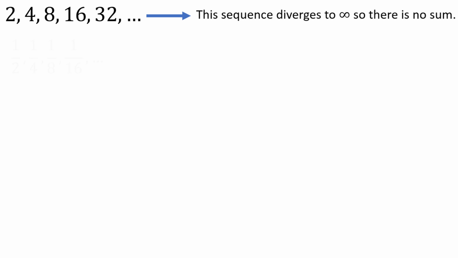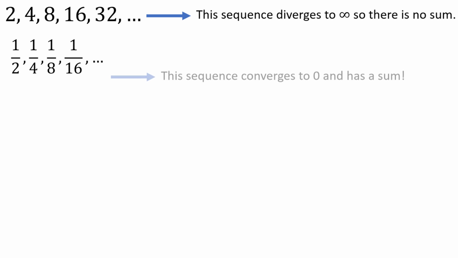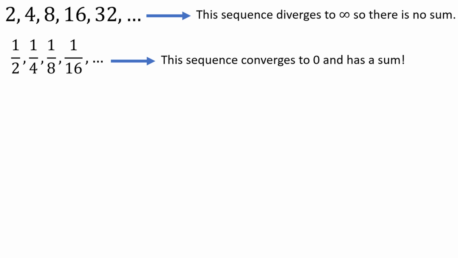On the other hand, consider this sequence: 1/2, 1/4, 1/8, 1/16, ... This is an infinite geometric sequence, but the terms do not approach infinity. They actually approach 0. They are getting smaller and smaller and smaller. By the time you get to, say, the 100th term, the value of the terms will be extremely close to 0. It turns out a sequence like this actually does have a sum.